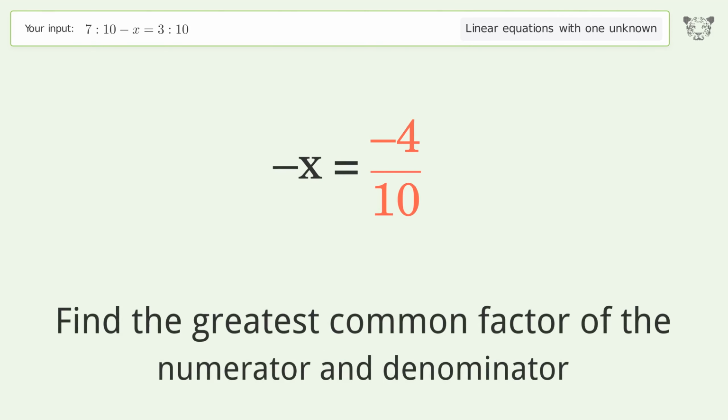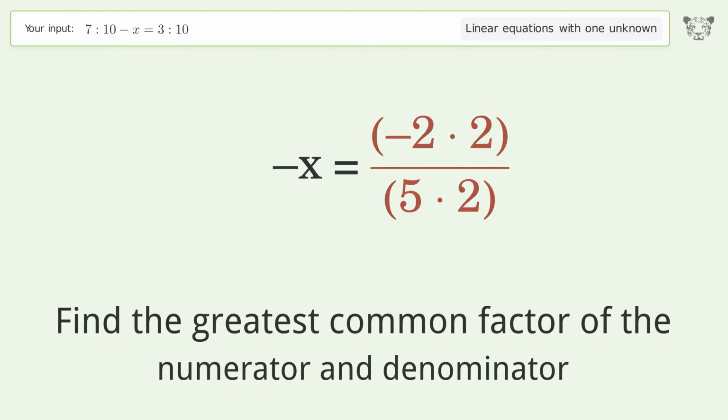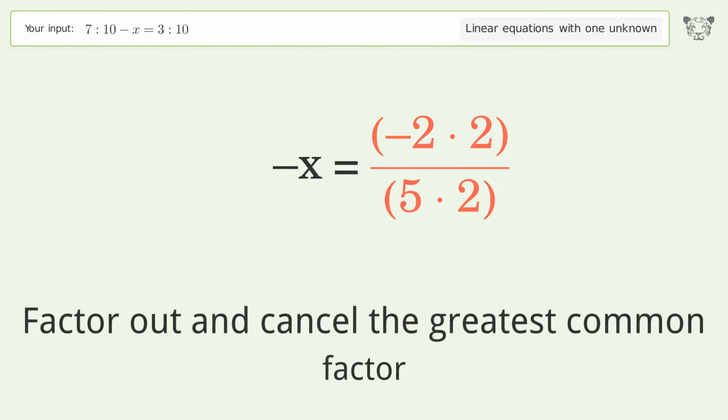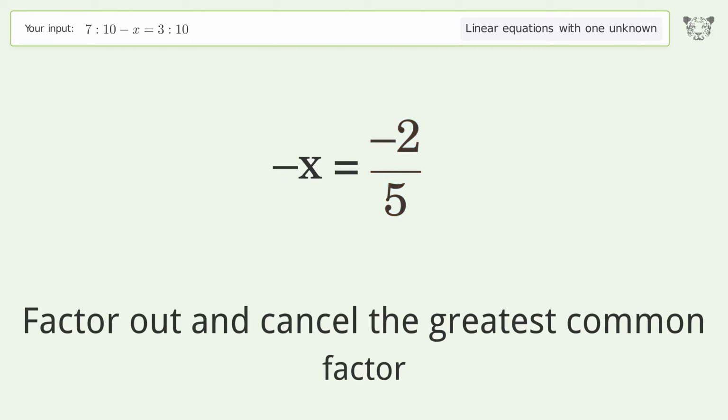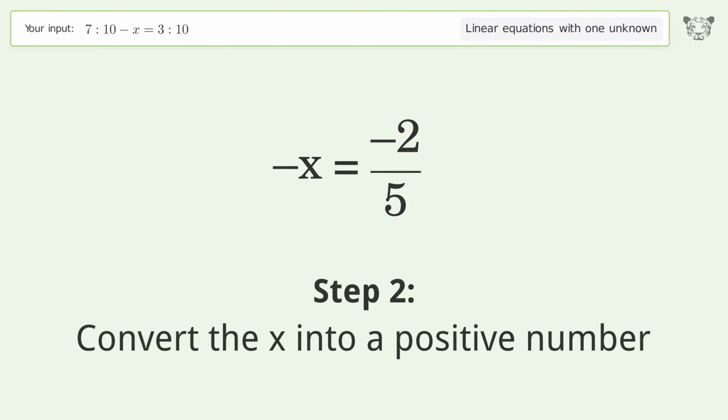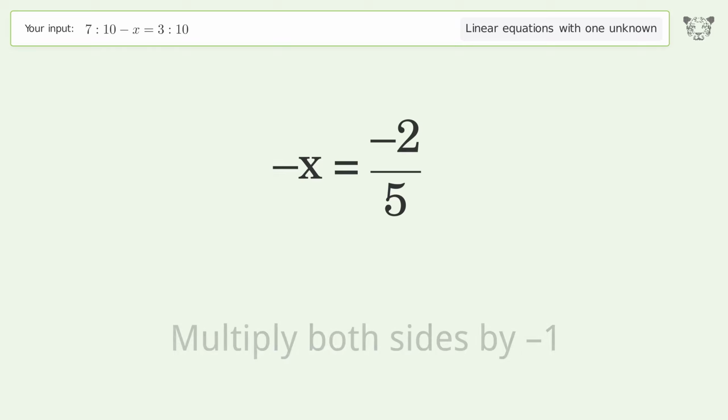Find the greatest common factor of the numerator and denominator. Factor out and cancel the greatest common factor. Convert the x into a positive number. Multiply both sides by -1.